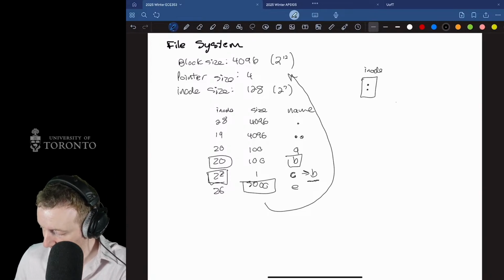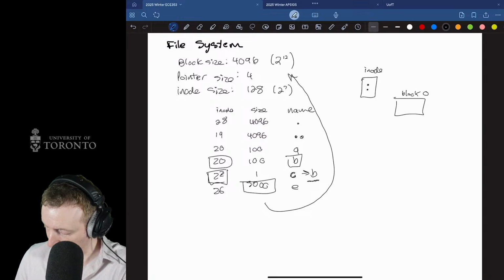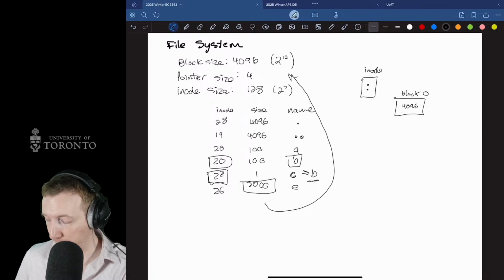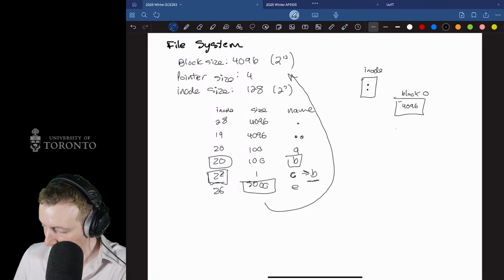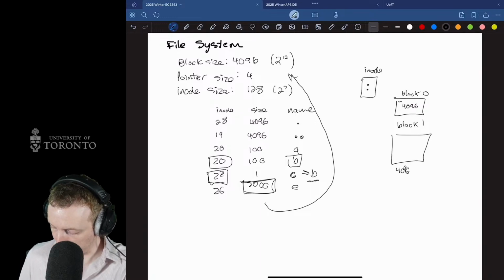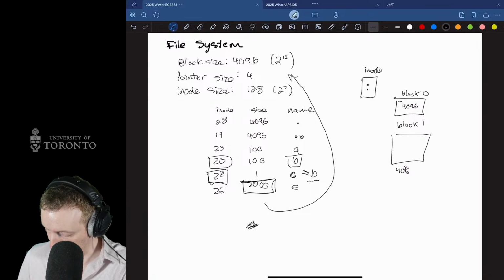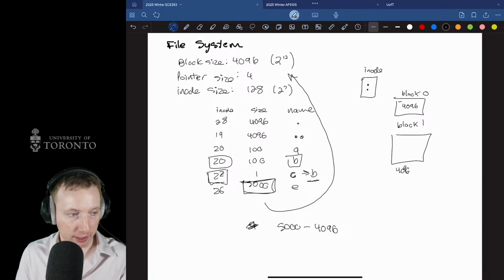So we would have block 0 of that file. It would be full. It would contain 4096 bytes of actual data we need for that file. And then it would need a block 1, which the maximum size would be 4096. But to store the contents of this file, it only needs to use 5000 minus 4096 bytes, because that's how many bytes are covered in that block.